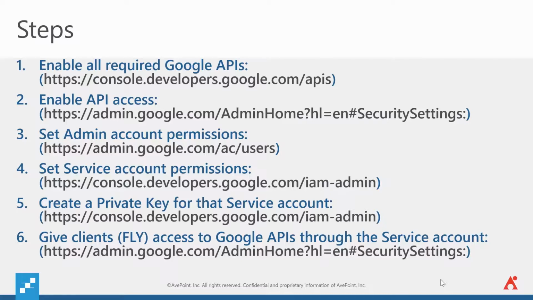You'll then make sure that an admin account has the appropriate permissions, and a separate service account also has the permissions that it needs. This may seem a little unusual if you're used to setting up all admin and service accounts in the same user interface, as in GSuite's case, admins and service accounts are done separately. Once the service account is set up with the permissions that it needs, you'll then be able to create the private key. Once your service account has its private key, you'll then be able to perform the last step, which is to give clients such as Fly access to the Google APIs through the service account.